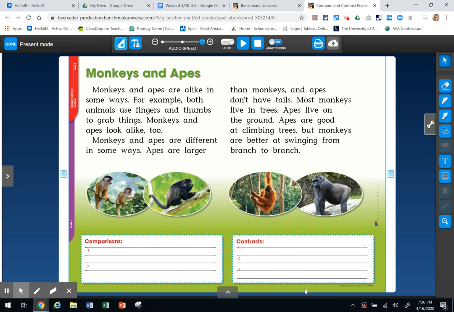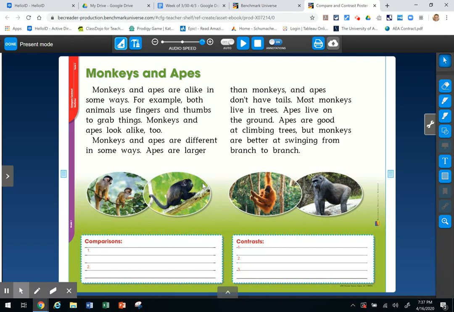Today you're going to practice comparing and contrasting in the text we're reading. Remember to use what you've learned, okay? So today we are going to be comparing and contrasting two different kinds of animals, monkeys and apes, okay? So remember yesterday when I told you to make sure that you look at the pictures. Pictures can really help you when you're comparing and contrasting.